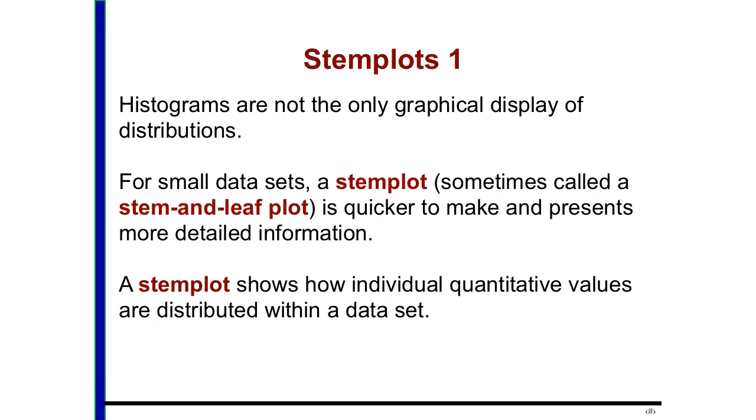So we've already talked about histograms as a way to graphically display quantitative data. Stem plots are another way to display this data, also called stem and leaf plots. But basically, these are quicker ways to make and present more detailed information. They're good for really small data sets, not so much for big data sets. They show how individual quantitative values are distributed within a data set.